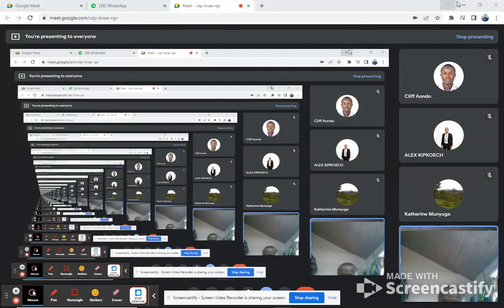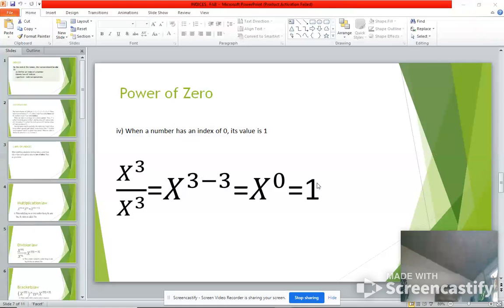Yes, friends, can you see my screen? Yes, we can see. I can't see. Malim, we are seeing the screen.